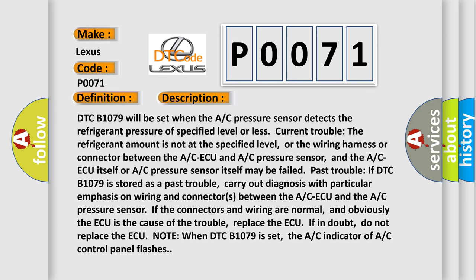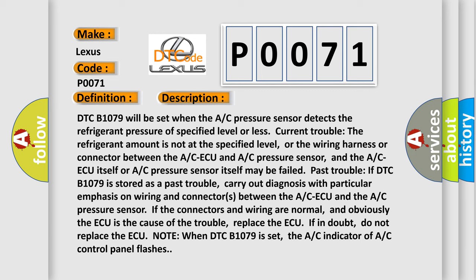DTC B1079 will be set when the AC pressure sensor detects a refrigerant pressure at the specified level or less. Current trouble: the refrigerant amount is not at the specified level, or the wiring harness or connector between the ECU and AC pressure sensor, the ECU itself, or the AC pressure sensor itself may have failed. Past trouble: if DTC B1079 is stored as a past trouble.